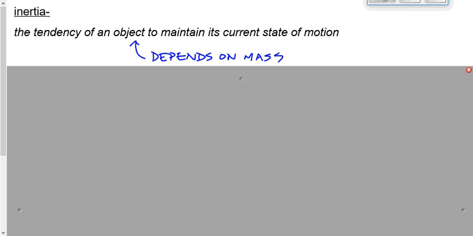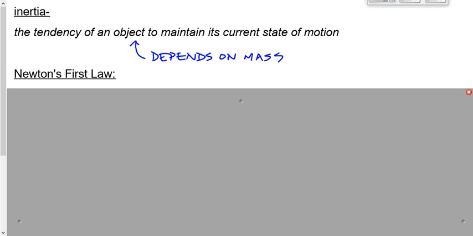Now, an application of inertia, the tendency of an object to keep doing what it's doing, is the first of Newton's three laws. Newton's first law, also called the law of inertia, says two things. Number one, it says an object at rest will do what? An object at rest will stay at rest, right? If it's the law of inertia, it's the law of keep doing what you're doing.